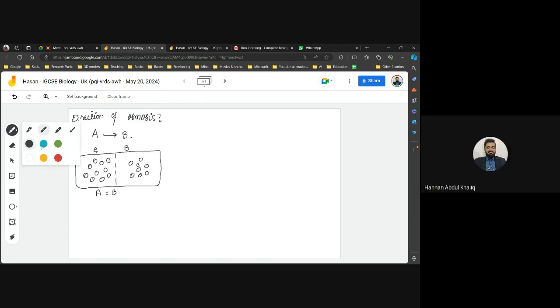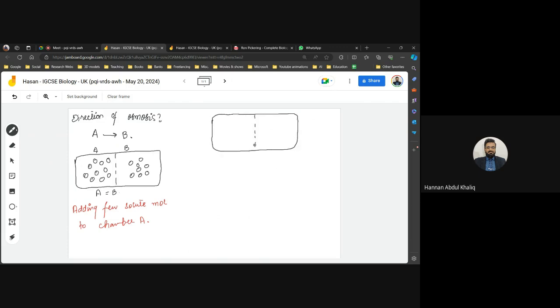But now, adding a few solute molecules to chamber A. Now this has 10 molecules of water, and you have added a few solute molecules, 1, 2, 3, 4, and 5. What is a solute, by the way?